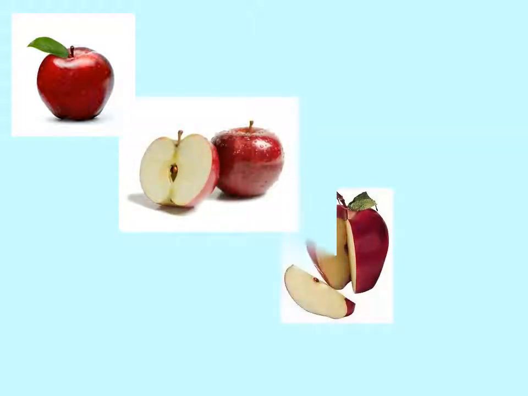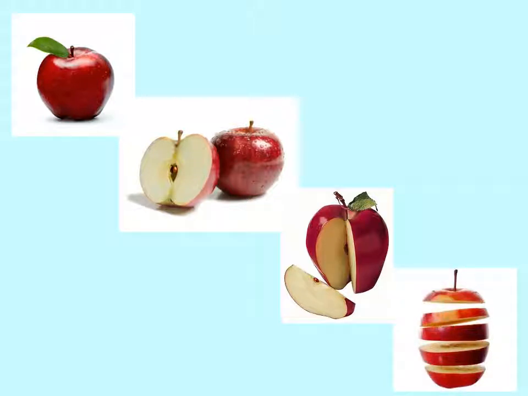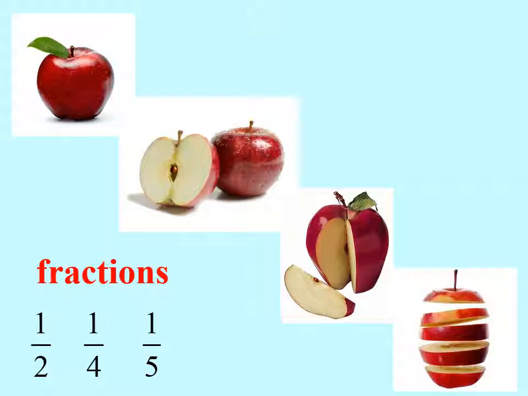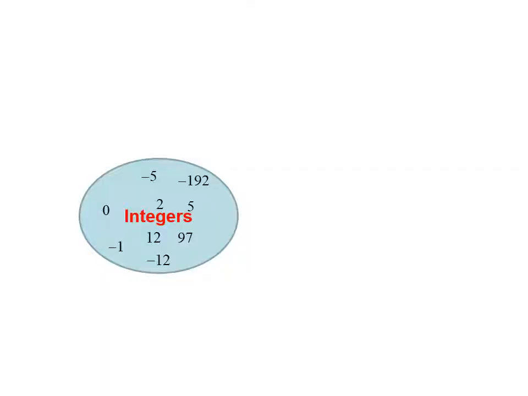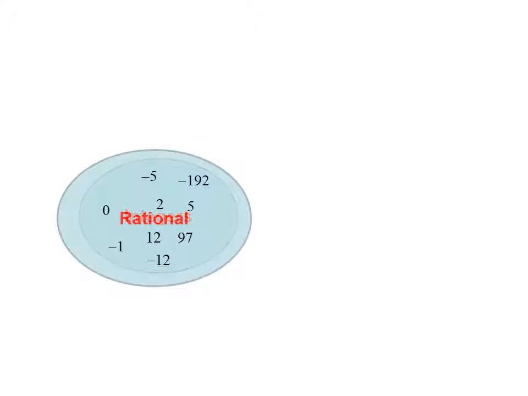And then the idea came about that we needed to be able to count how much we had if we had portions of whole things. And so the idea of fractions came into play. A fraction is called a rational number, and it's always an integer divided by an integer where the bottom integer is not 0. Here's the diagram for that. All of the integers are within the set of rational numbers.